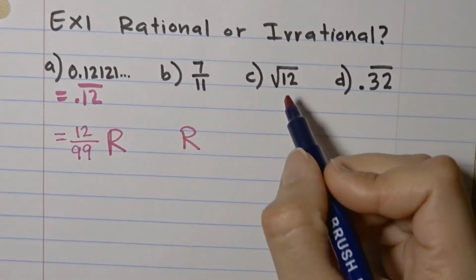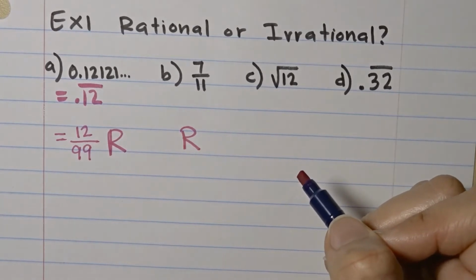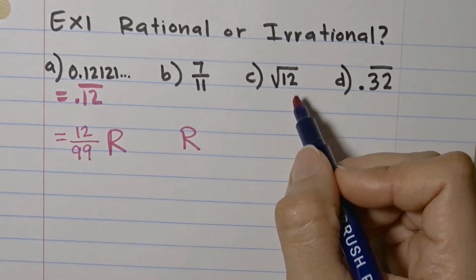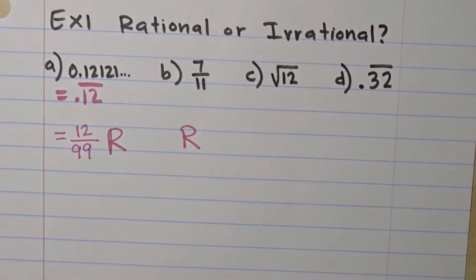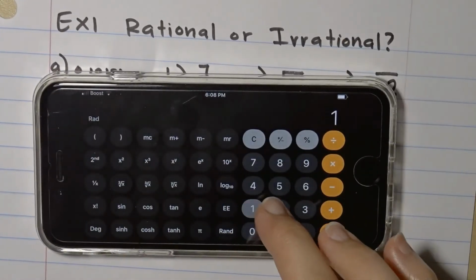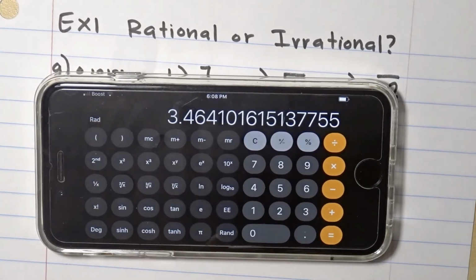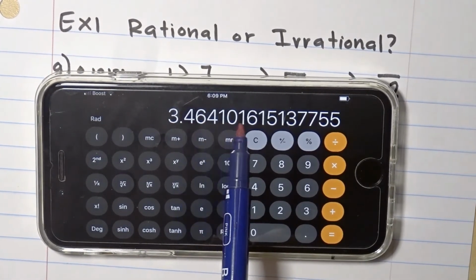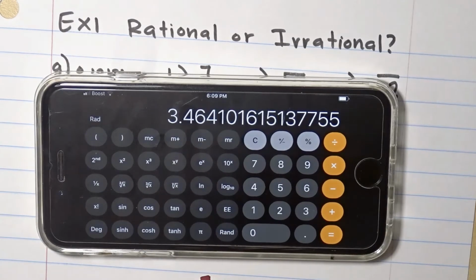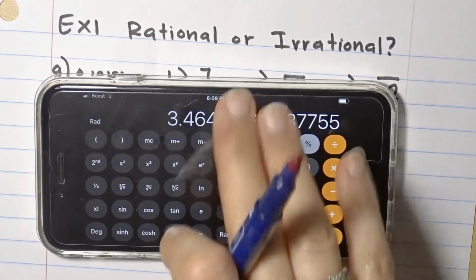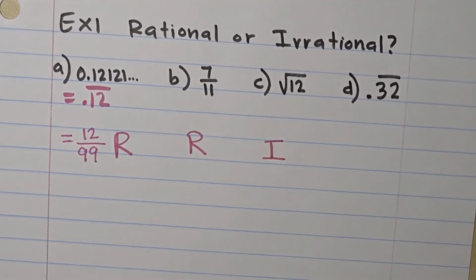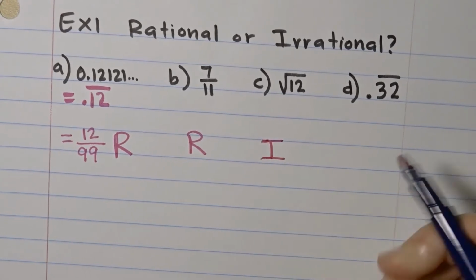Square root of 12. Is there a number that multiplied by itself gives you 12? Can you create a square with 12? As a whole number, no. But there is an answer, and it's a decimal. So let's look it up. 12, square root, there's the number. Do you see a pattern here? Can I put a repetition bar on this number? Do you know what comes after 5? I don't. So therefore, this is irrational. Square root of a non-perfect square is irrational. I for irrational. And D.